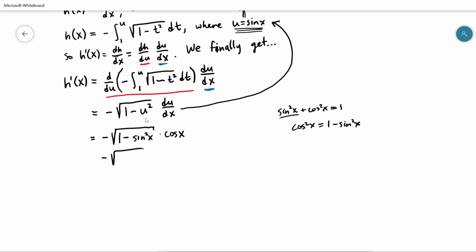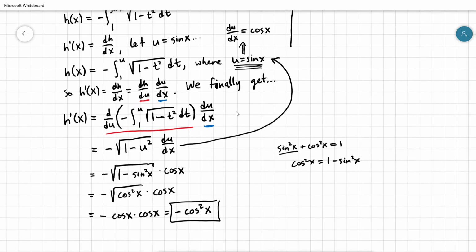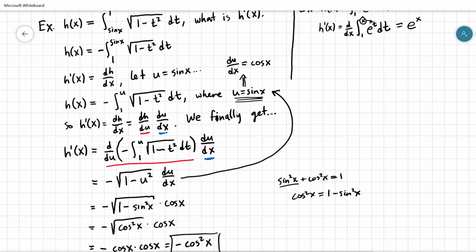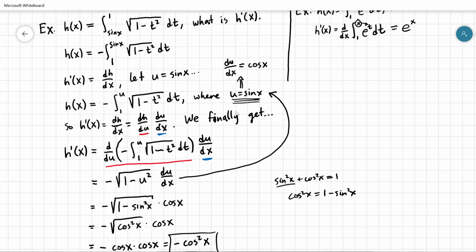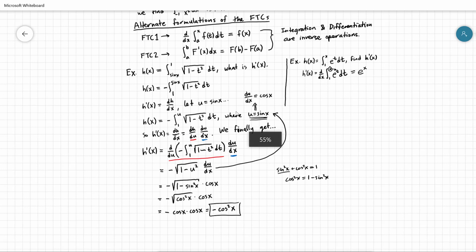So I've got negative square root of cosine squared of x times this additional cosine of x out here. Cosine squared and the square root are going to cancel, and we will just wind up with negative cosine of x times another cosine of x, which is negative cosine squared of x. That's the final answer of this one. This is like the worst case scenario version of this type of problem. Let me zoom out a little bit.